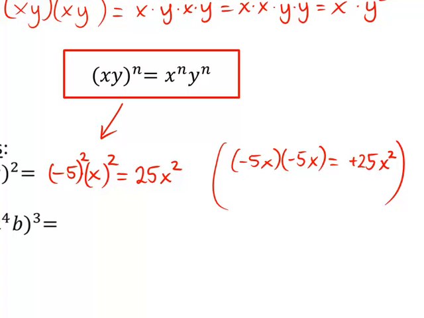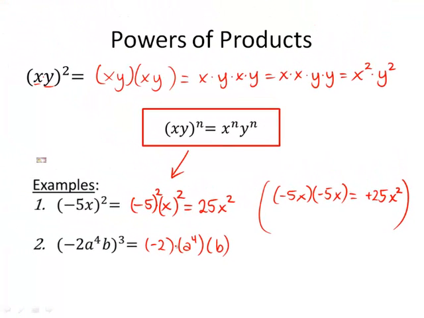Let's try this rule on this next example. Here we have these components. We have negative 2, a to the 4, and b. Notice I'm just separating them so that I know what all my things are. They are all being multiplied together. However, this bracket is being multiplied together 3 times. Therefore, each of these will be multiplied by themselves 3 times. So we can rearrange them in our heads and rewrite them in this manner.